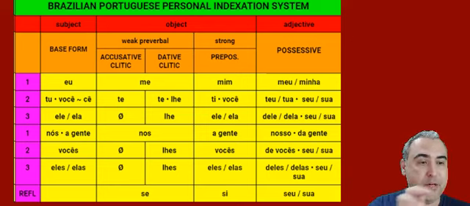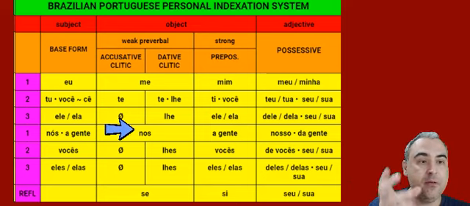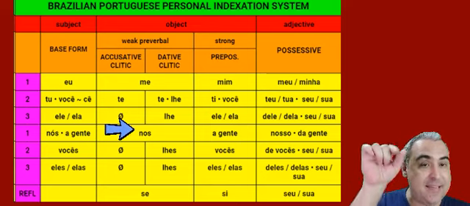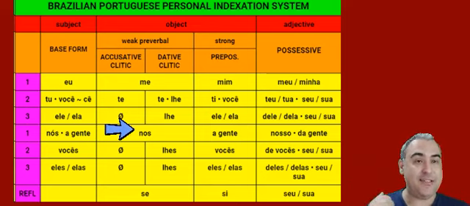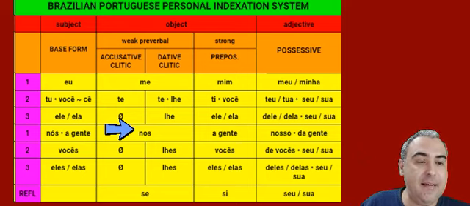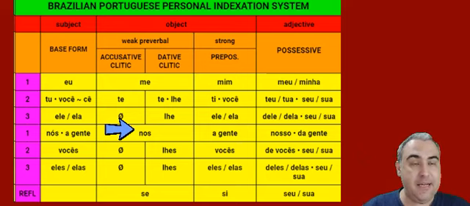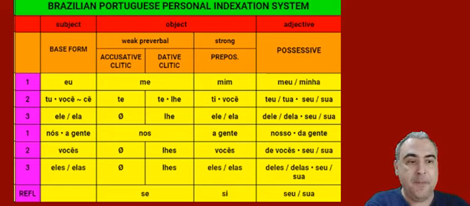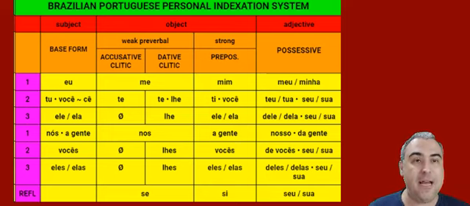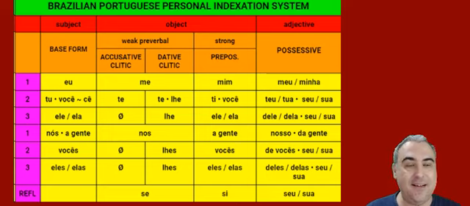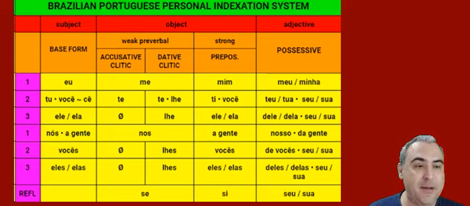Always before. So nos, without the accent, there's no acute accent there. There's nós, which is we, but nos is us. And that comes also before the verb, it's a clitic. There's no clitic for a gente. A gente is always a full pronoun that can be used as an object, but as a strong object, which is the other column, which we're going to talk about later.